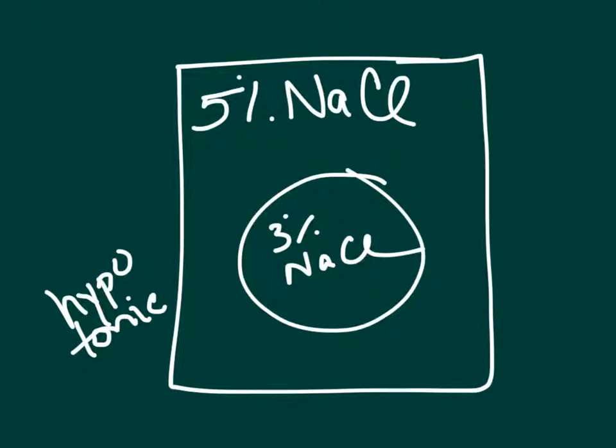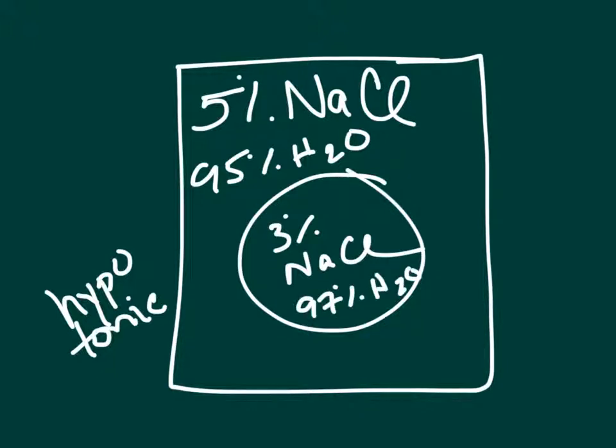5% salt means it's what percent water? 3% salt means it's what percent water? What direction is water going to move with respect to the cell? In or out? So we would just draw an arrow out. How do you know? The cell is going to shrink.